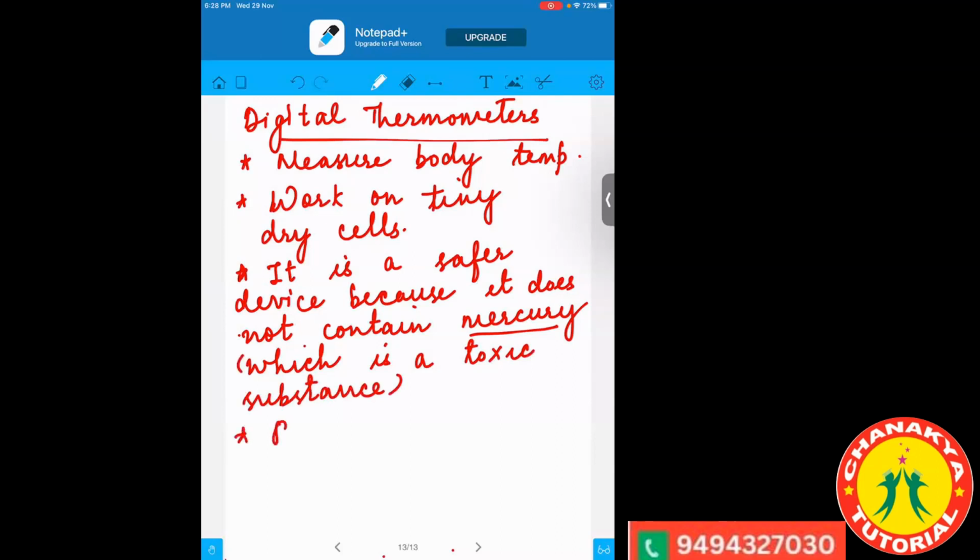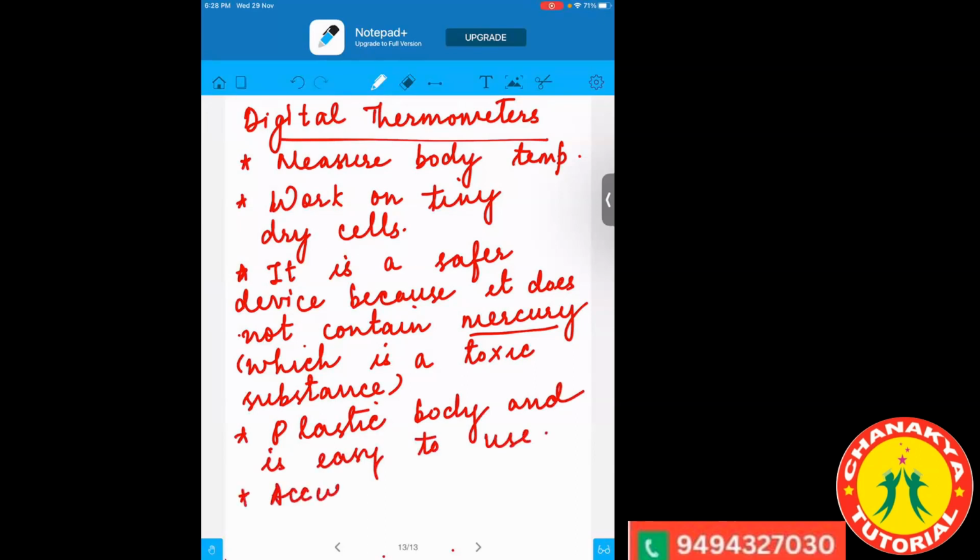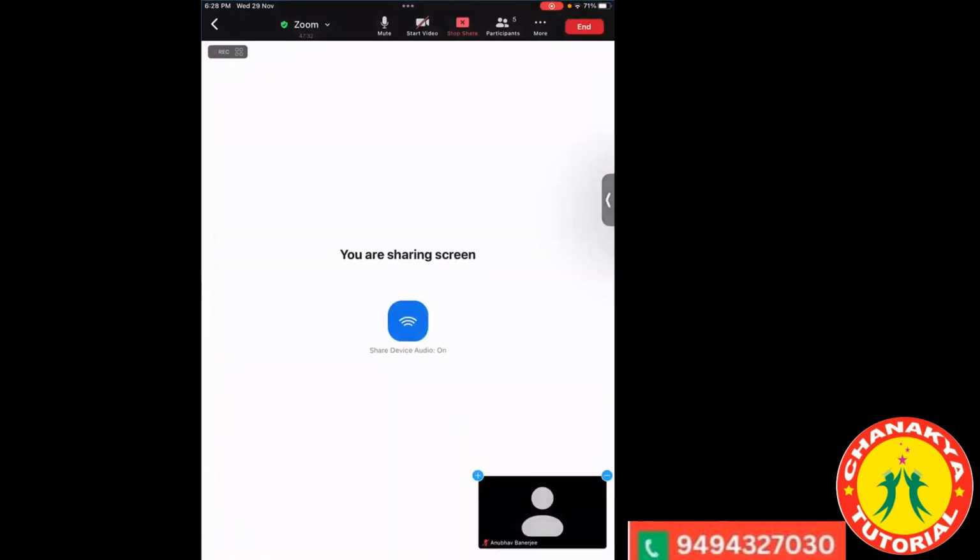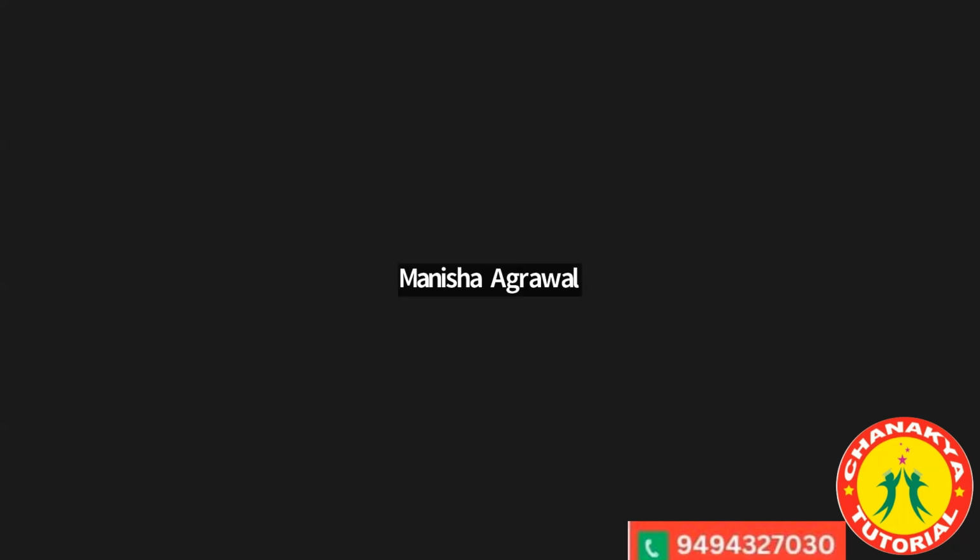And its body has a plastic covering, so it is a plastic body, and it is very easy for us to use. It also gives us an accurate and specific reading. So the reading here will be accurate and so specific. That's why nowadays people are using these digital thermometers the most.